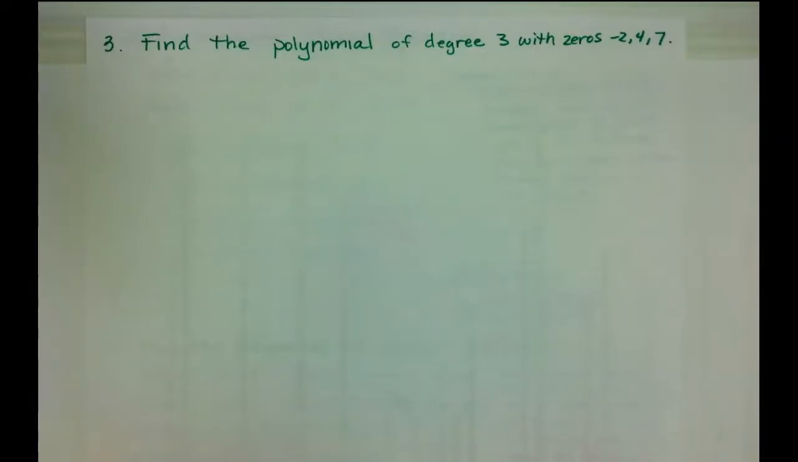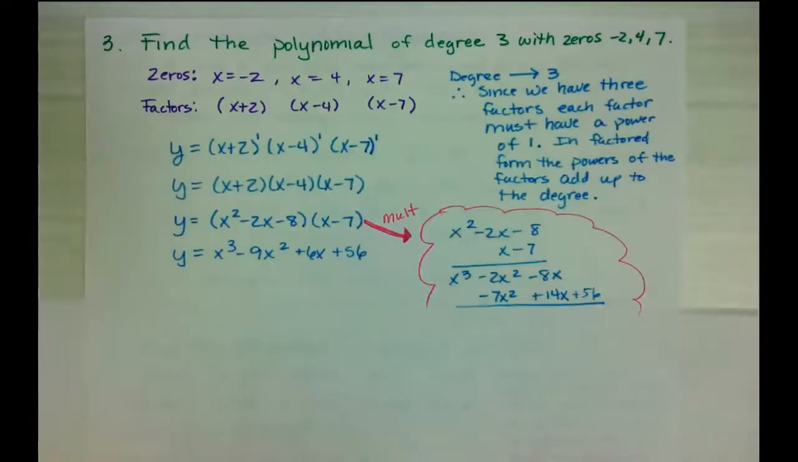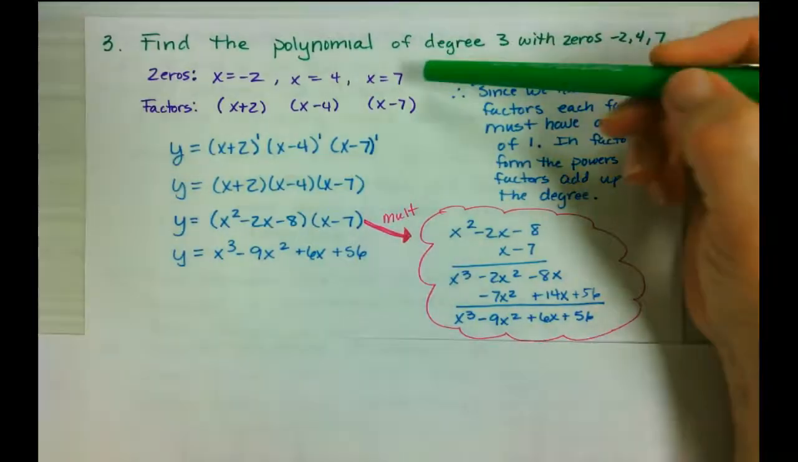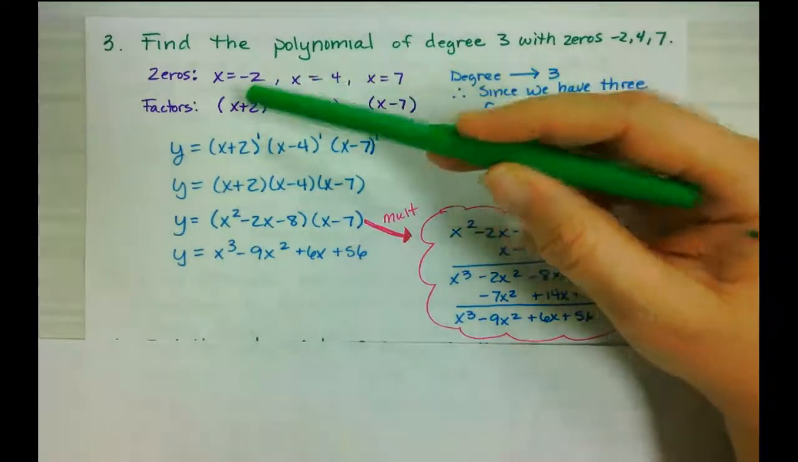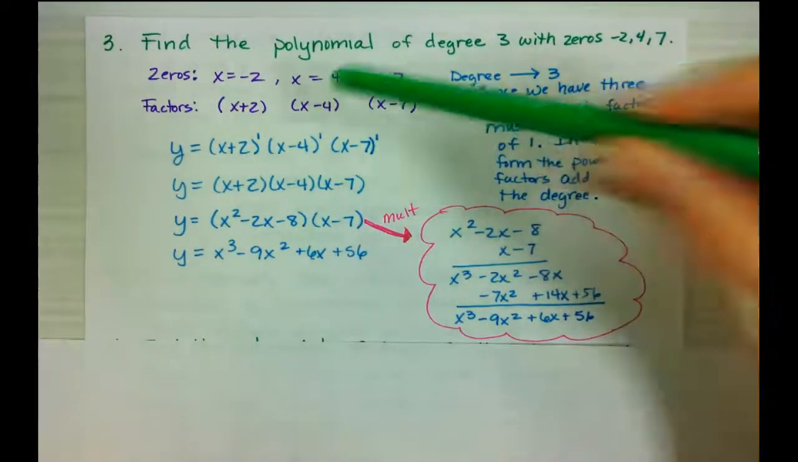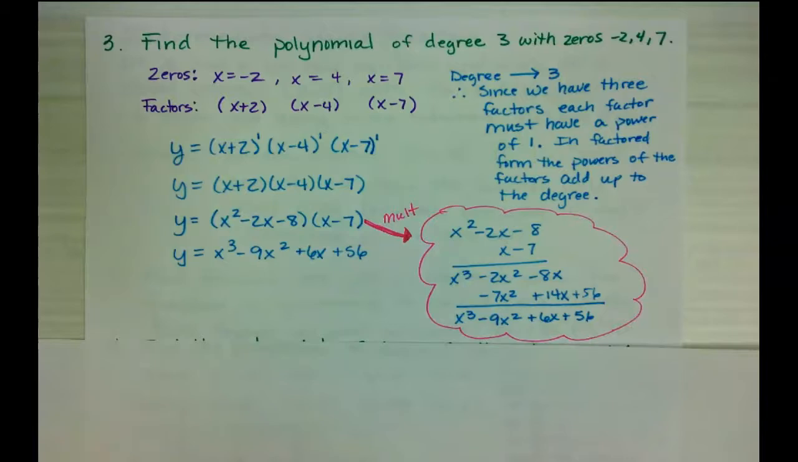The next problem we're going to look at is a polynomial of degree 3 with zeros at -2, 4, and 7. So this is kind of a problem where we'll talk about a couple of different things. So first, we're going to start with the zeros. So the zeros would be these 3 ones that they give us, and so that's x equals -2, x equals 4, and x equals 7.